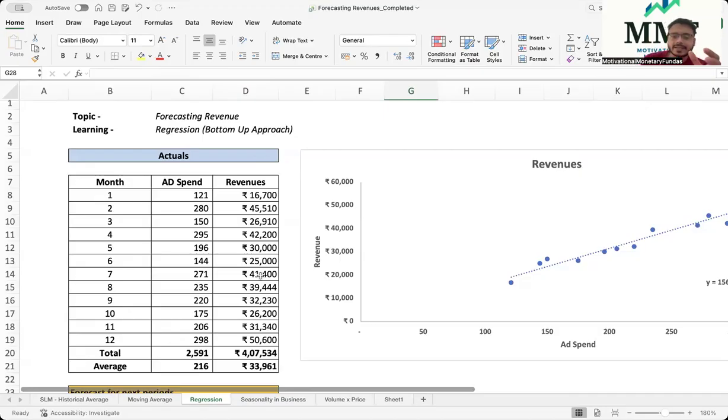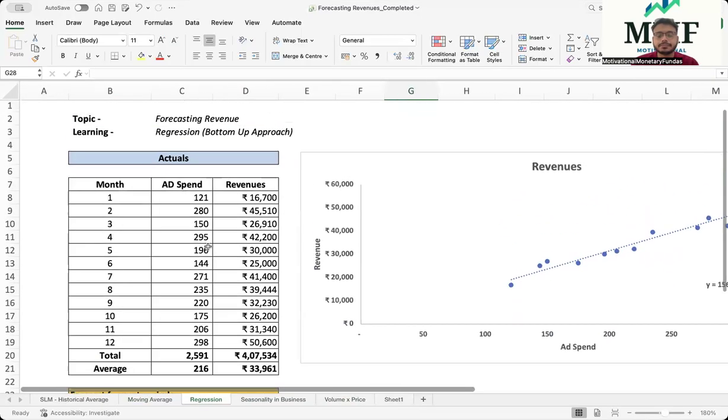But just to make you understand, how do we forecast the company's revenues based upon regression, right? So if we talk about the regression concept, it talks about the relationship between a dependent variable and an independent variable. A regression always tries to establish a relationship between dependent variable and independent variable.